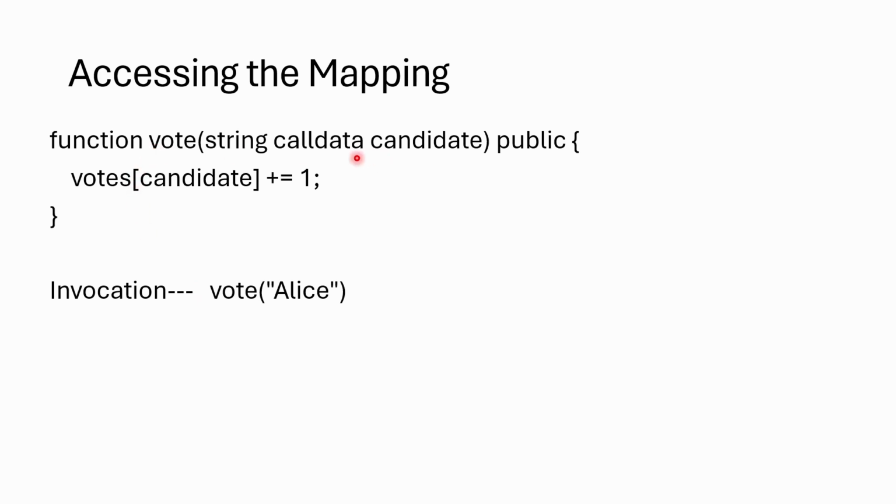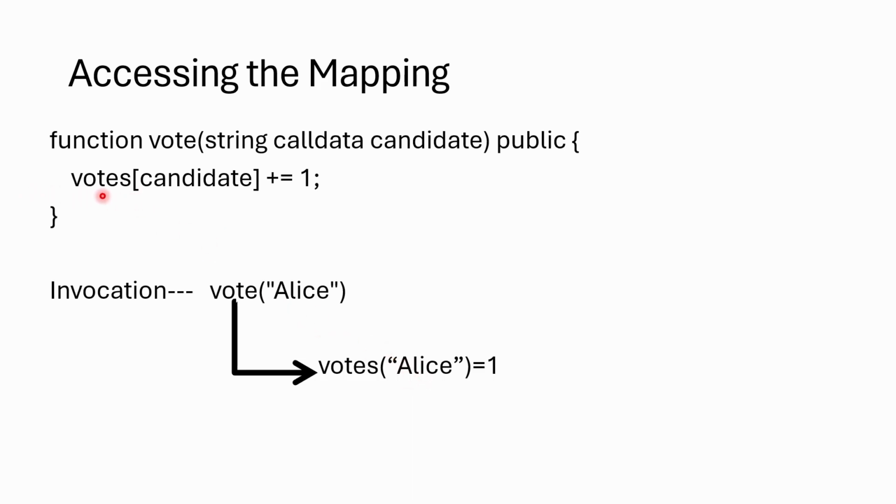So when you call the vote function, the corresponding value of votes for a candidate is taken and it is incremented by 1. Okay. So when you call vote of Alice, what is actually happening? We are actually referring to votes of Alice.